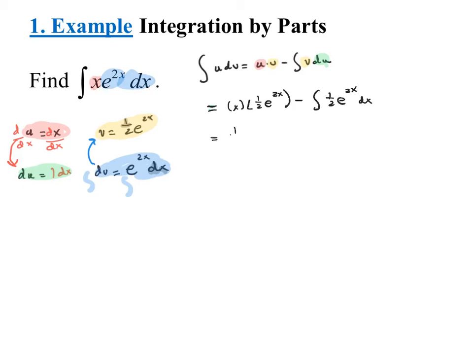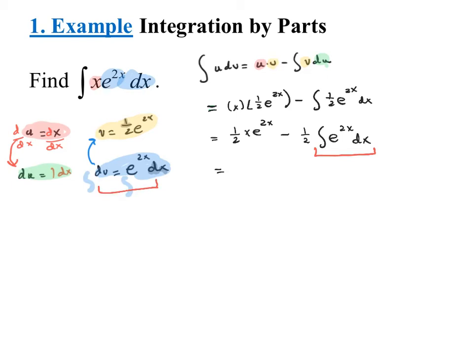Clean this up a little bit. This would be 1/2 x e to the 2x, I guess. Doesn't really matter how you want to write that. And I'll clean this up a little bit. This would be 1/2 times the integral of e to the 2x dx. So we still need to integrate. This is a multi-step problem. But the nice thing is we've already integrated e to the 2x dx. We did that over here when we integrated dv, and we know what that integral is.